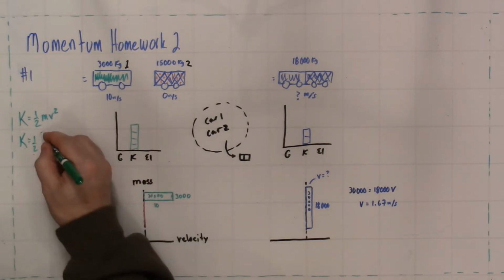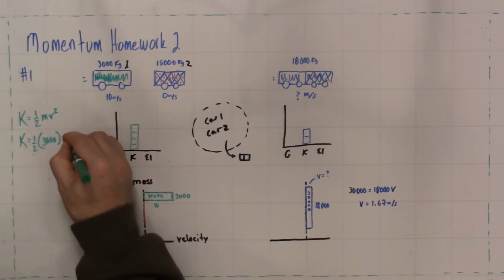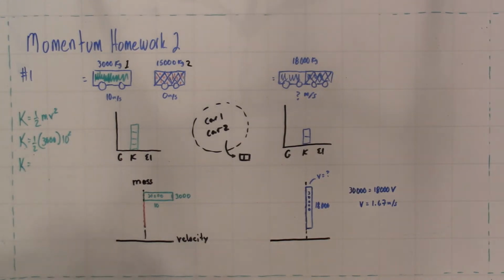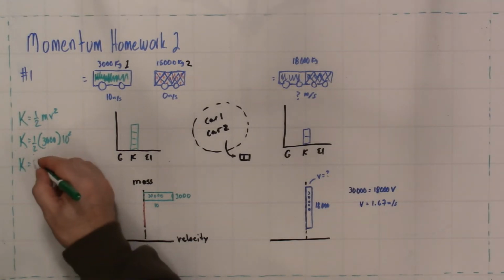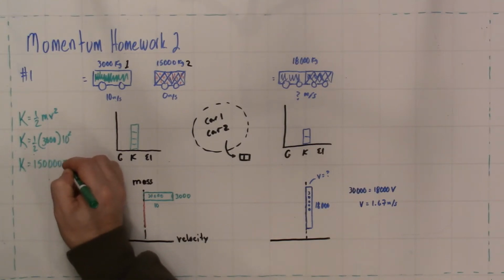The mass is 3,000. And the speed is 10 squared. So 1/2 of 3,000 times 100. So the total kinetic energy is 150,000 joules.